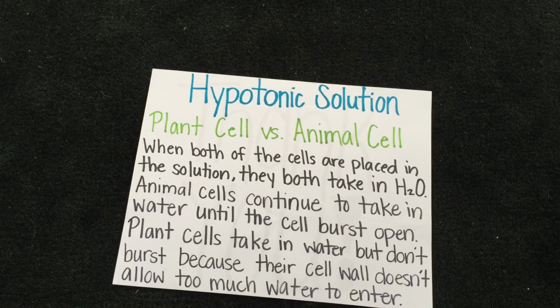Hypotonic solution, plant cell versus animal cell. When both of the cells are placed into the solution, they both take in H2O. Animal cells continue to take in water until their cell bursts open. Plant cells take in water, but don't burst because their cell wall doesn't allow too much water to enter.